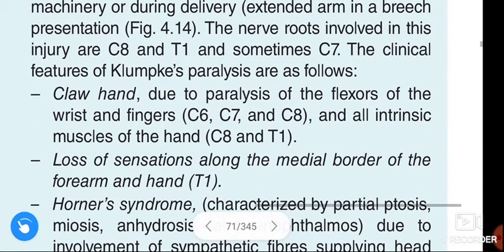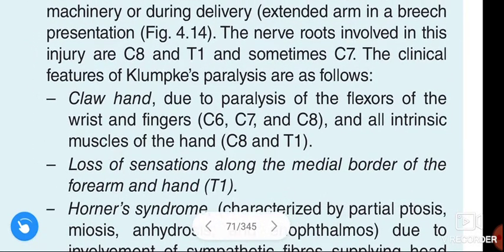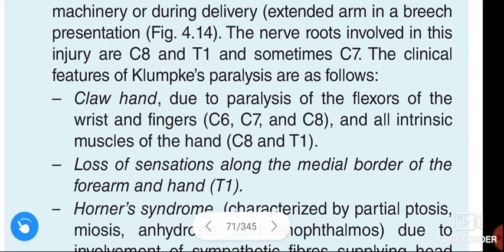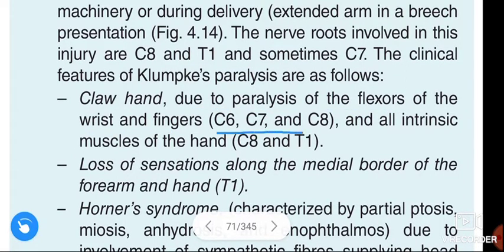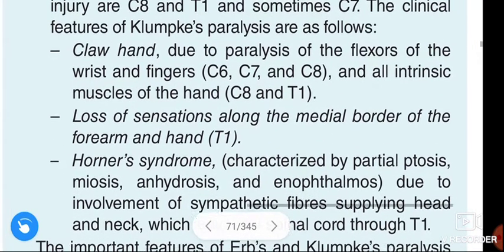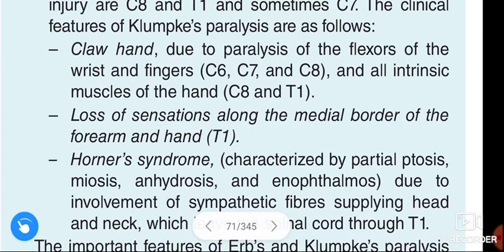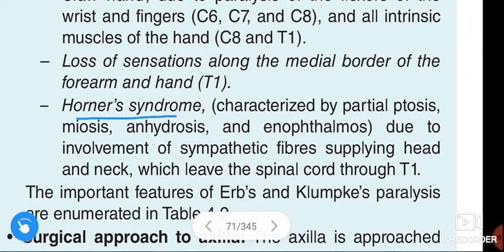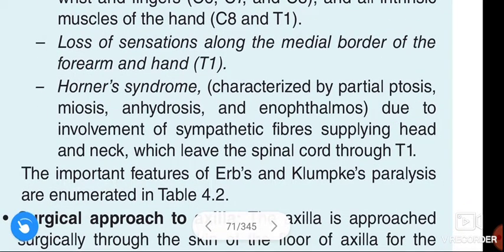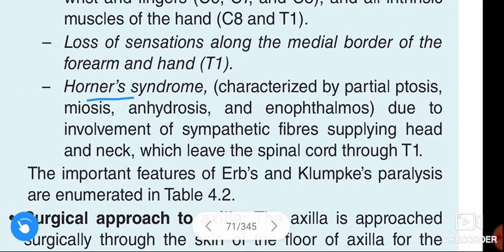Once again, the clinical features of Klumpke's paralysis. Claw hand due to paralysis of the flexors of the wrist and fingers, C6, C7 and C8, and all intrinsic muscles of the hand, C8 and T1. And loss of sensations along the medial border of the forearm and hand, that is T1. And Horner's syndrome due to involvement of sympathetic fibers supplying the head and neck, which leave the spinal cord through T1. Horner's syndrome is characterized by partial ptosis, miosis, anhidrosis and enophthalmos.